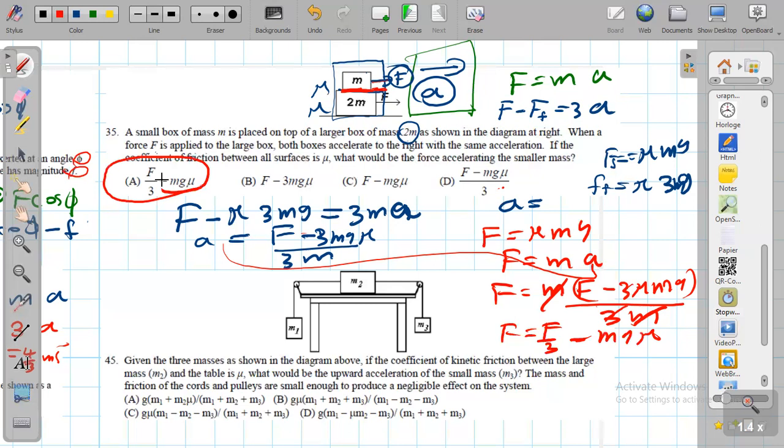Can you understand? It's a multiple step question. If you didn't understand, just let me know.